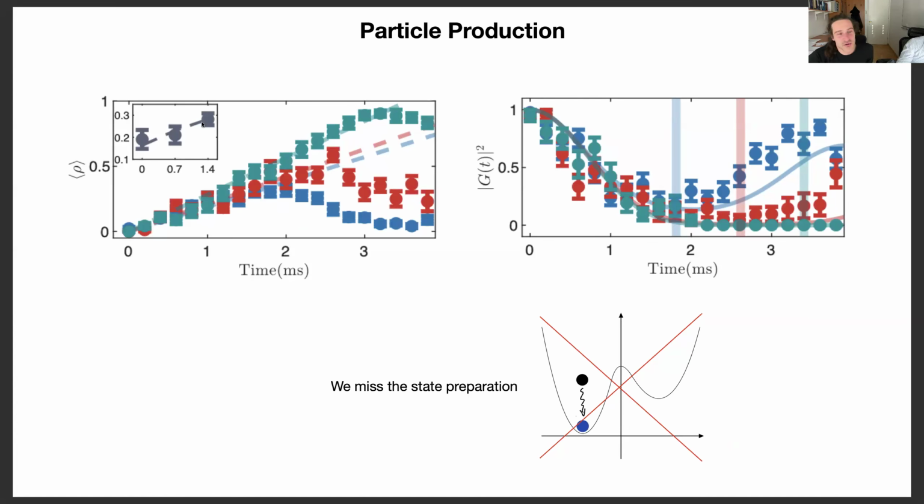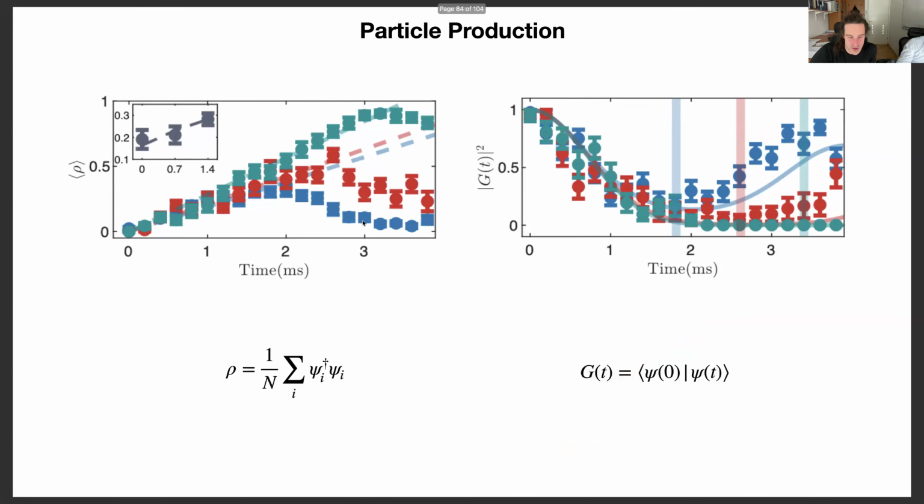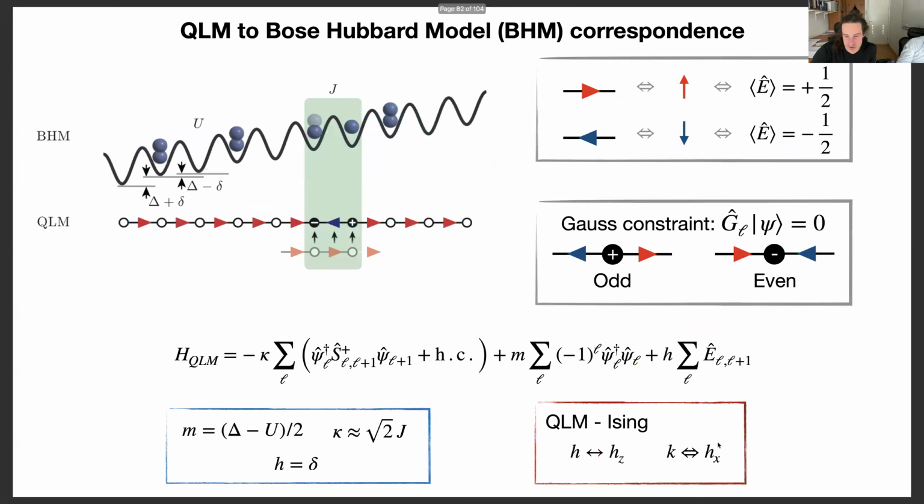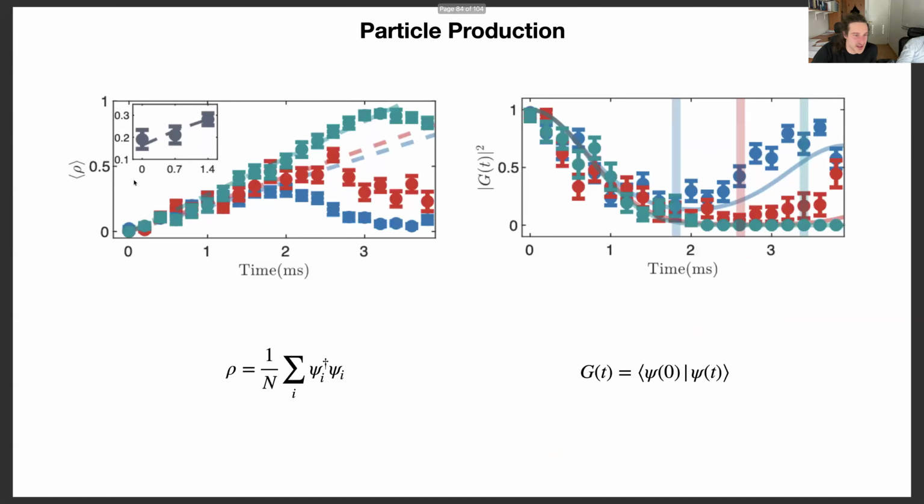Oh yeah, sorry, the color code. I just forgot to mention. These are different values of this field H, the longitudinal field, and actually it's 0, 0.7, 1.4. So these are actually big numbers at one point. So the critical bubble, if you want, is very small somehow.